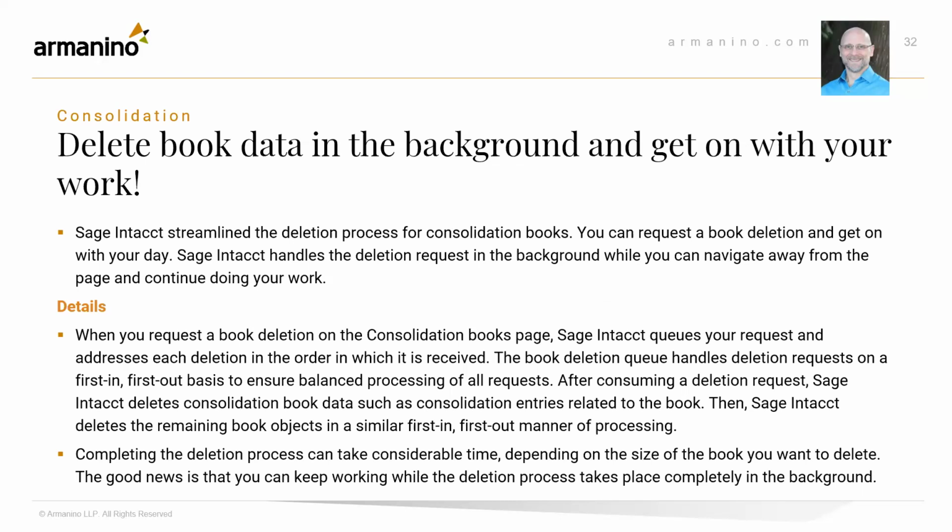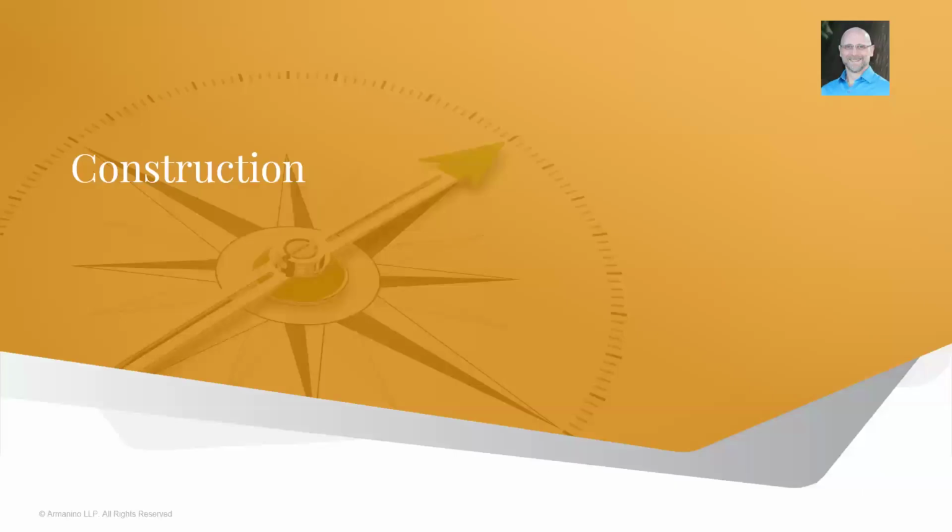Sage Intacct handles the deletion request in the background while you can navigate away from the page and continue doing your work. And basically, I think that's pretty self-explanatory. When you request a deletion of a consolidation book, they put it into a queue, and it's based on a first in, first out basis. But the nice thing is you don't have to sit there. Your screen isn't locked up. You can move on with your day and start working on other things. And then you're going to get a notification when it's done deleting that for you. And that's it for consolidation.